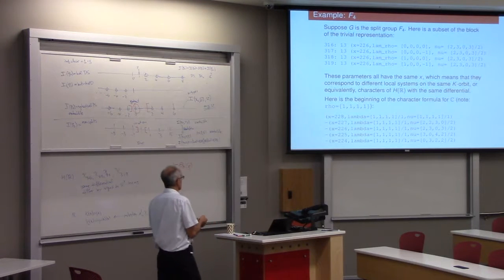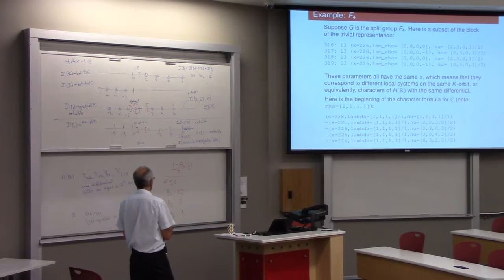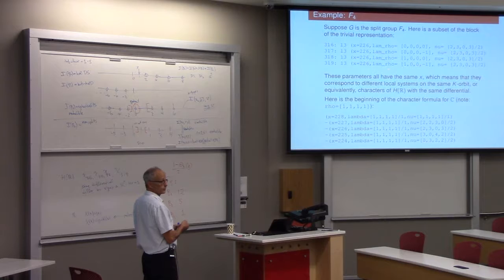And so you ask yourself, these 4 representations with these 4 characters, which is the one that occurs in the character formula for the trivial representation? It's the one where lambda is equal to rho. And that's what you get here. When you print out the character formula for the trivial representation, you get this x is equal to 226. There's exactly one term with x equal to 226, and it has lambda equal to rho. And so that's this guy, number 316.